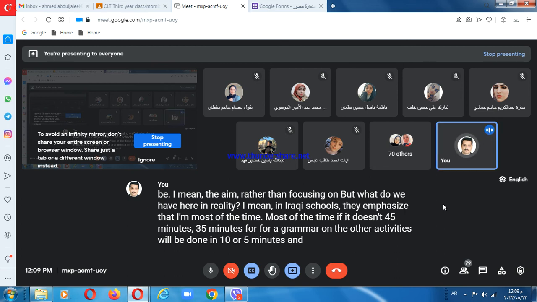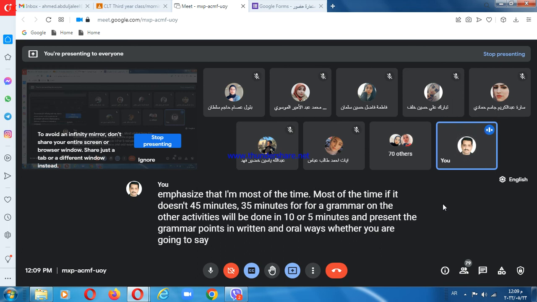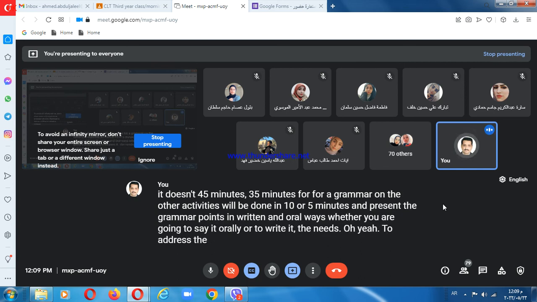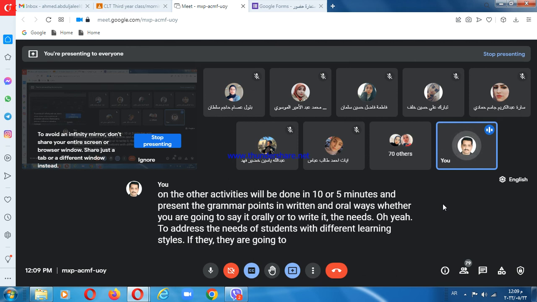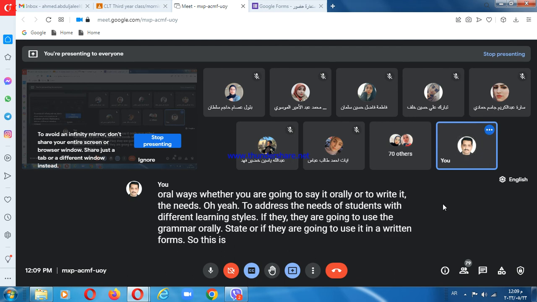Present the grammar points in written and oral ways, whether you are going to say it orally or write it, or both, to address the needs of students with different learning styles. If they are going to use grammar orally, say it orally. If they are going to use it in a written form, then do so. This is the need of students.